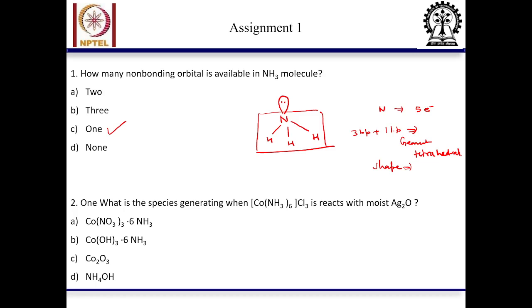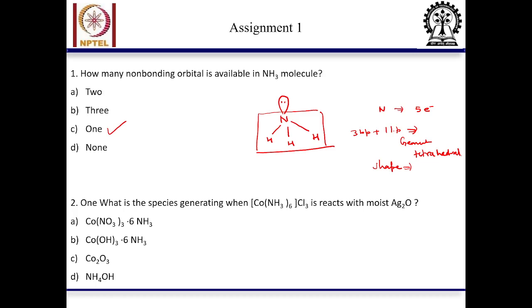Okay, so can anyone give the answer for question number 2? Just guess what can be formed if we react hexaamine cobalt(III) chloride with moist Ag2O. 3 moles of AgCl should be formed, sir, but there is no such answer option there. Can you repeat once again? I think 3 moles of AgCl will be formed, but there is no option there, sir. Okay, okay. So I will just come to that.